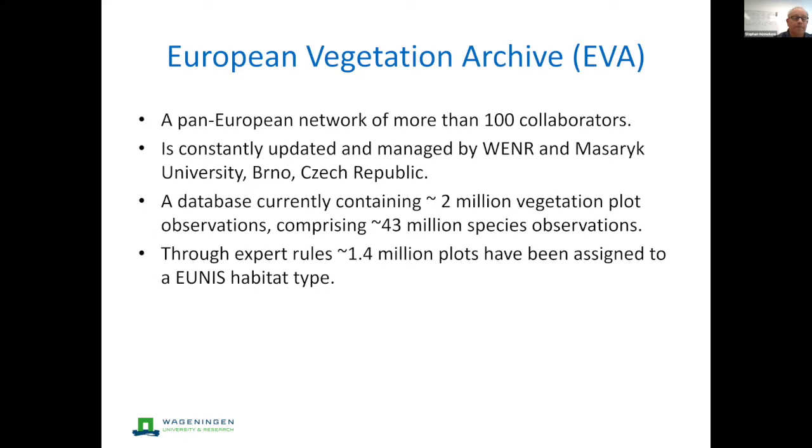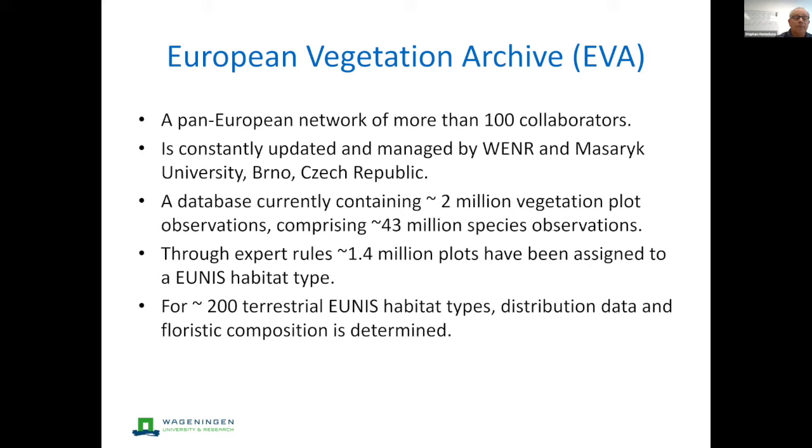And through expert rules, almost 1.4 million of those plots have been assigned to EUNIS habitat types. I will not explain how this works because it would go too far for this demo. And we were able to identify about 200 terrestrial EUNIS habitat types and define their distribution and also define their floristic composition.